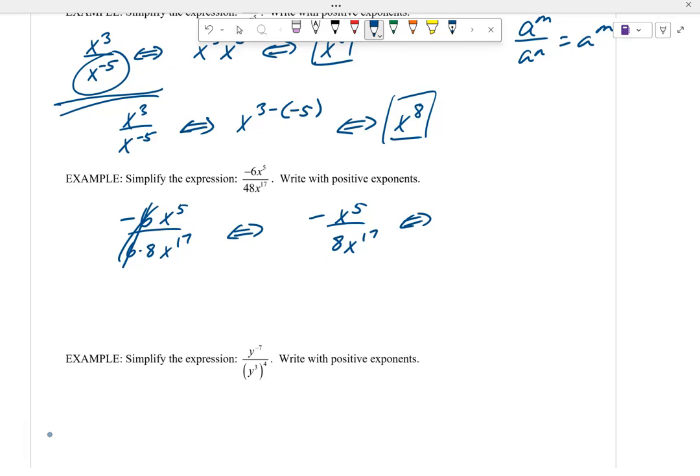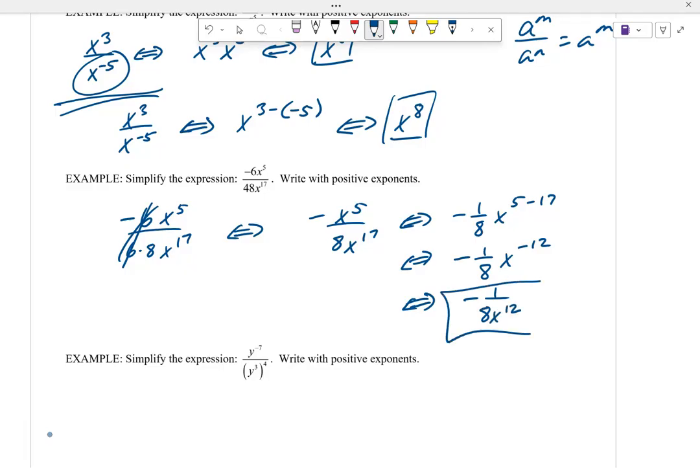And now I'm going to write that as negative 1 over 8 x to the 5 minus 17. So that'd be negative 1 over 8 x to the negative 12, which means that x to the negative 12 will go down to the bottom. Or if you want to write out 5 x's on the top, 17 on the bottom, cross them out, and you're going to see that there's 12 x's on the bottom left, right?